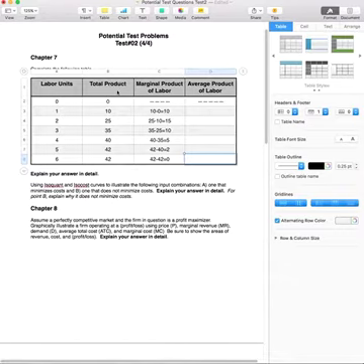For the average product of labor, all you're going to do is take the total product information and divide by the labor unit. So all you're doing is taking column B here and dividing by column A. So for the first unit of labor, total product is equal to 10. So it's 10 divided by 1, which equals 10. Then 25 divided by 2, which is equal to 12.5.